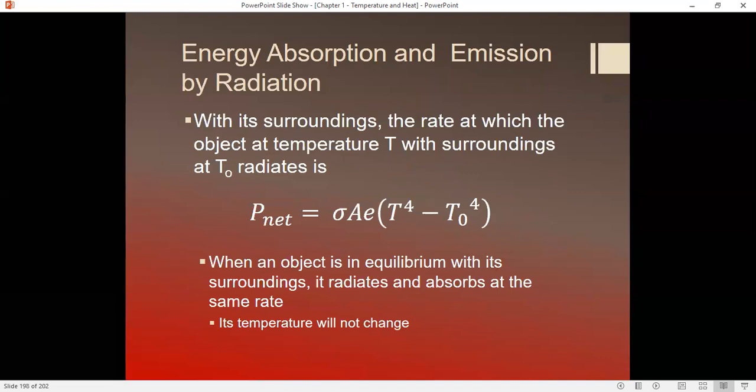The net power, if it's in a warm environment: the previous case would be if something were in a vacuum and there are no other sources of radiation around. The net energy absorption and emission is T to the 4th, which is the temperature of the object raised to the 4th power, minus T naught to the 4th, which is the environment.